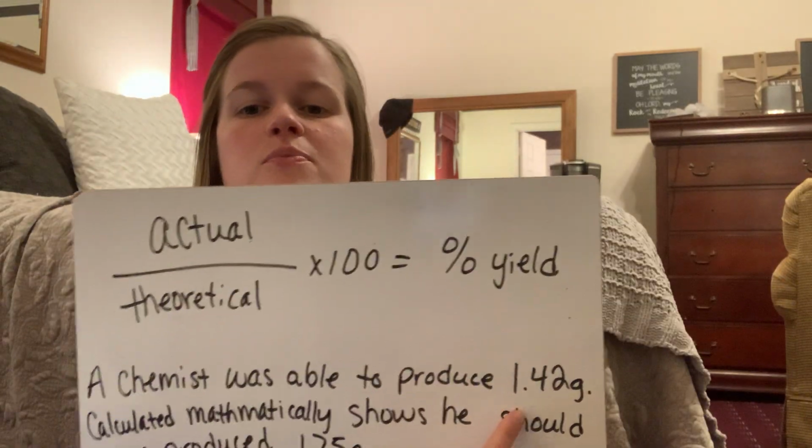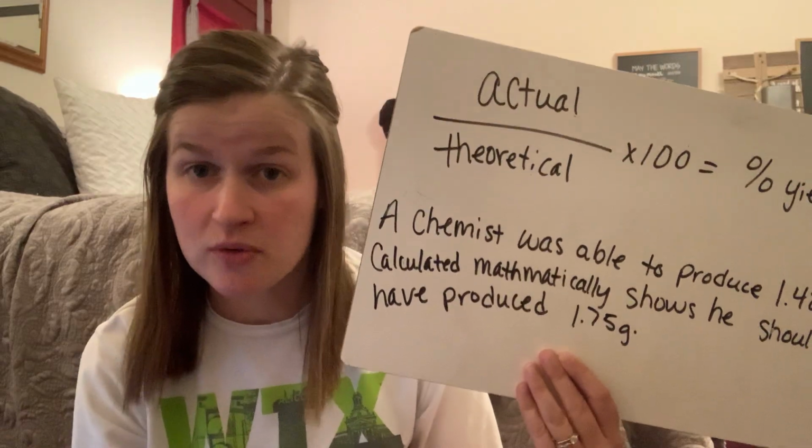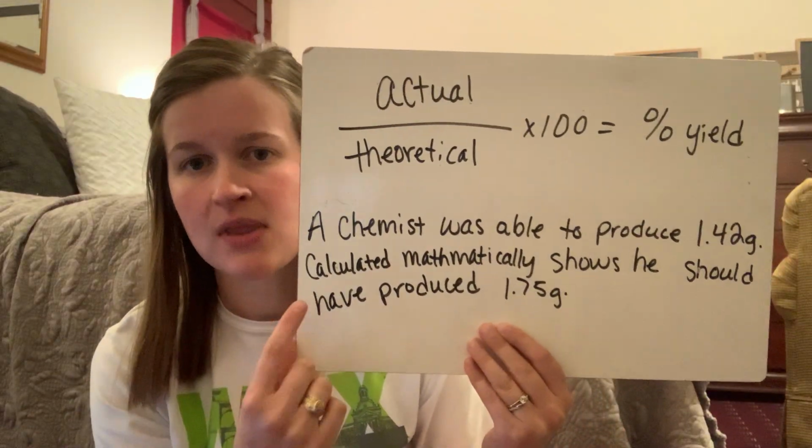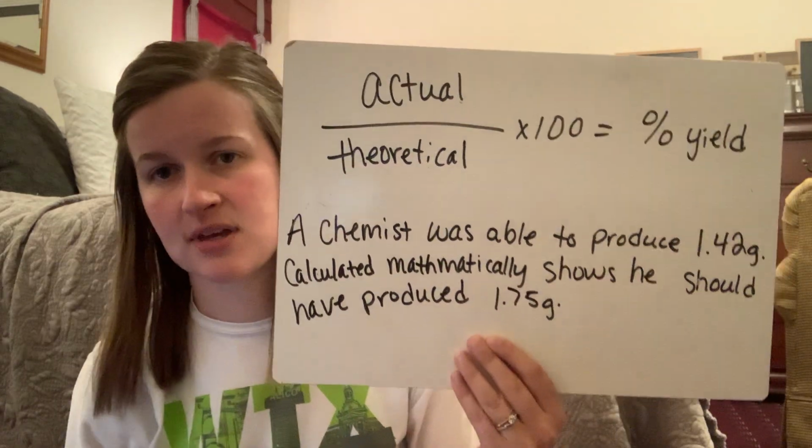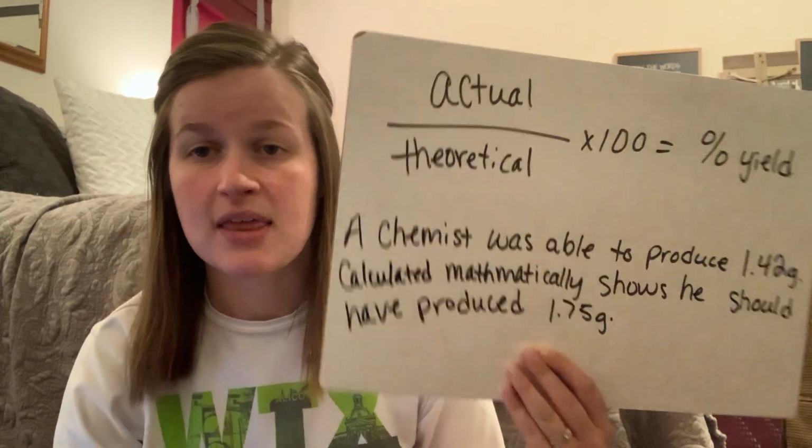He was able to produce it. If I'm able to bake cookies, I have cookies in front of me, right? So this guy was able to produce this much. That's his actual value. Hopefully that makes sense. It says calculated mathematically, however, he should have been able to. That means that he didn't, but he should have been able to. Math was on his side for that. And so that would be your theoretical.